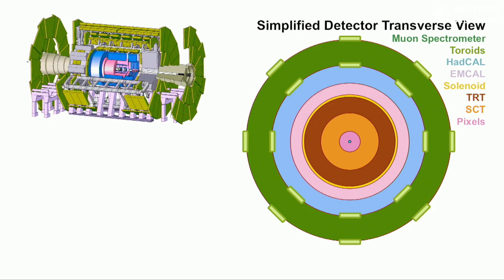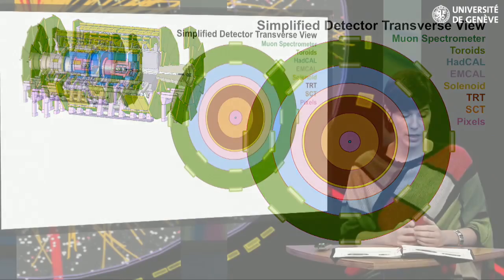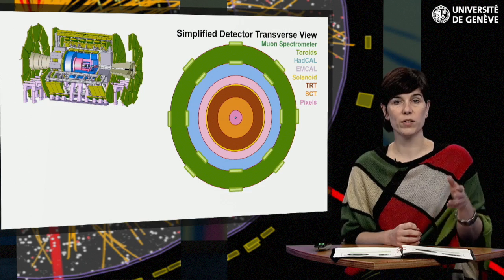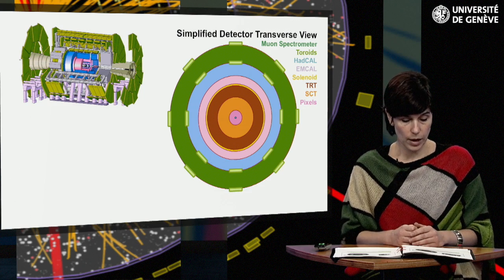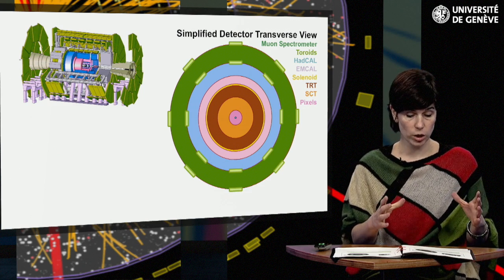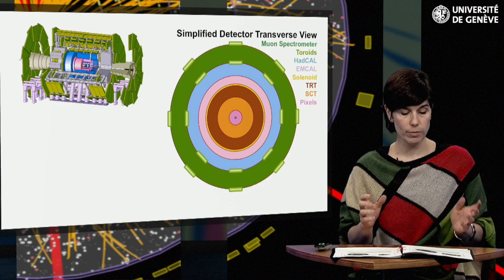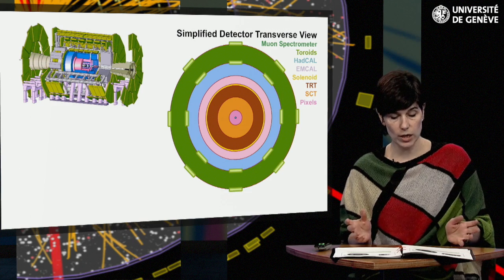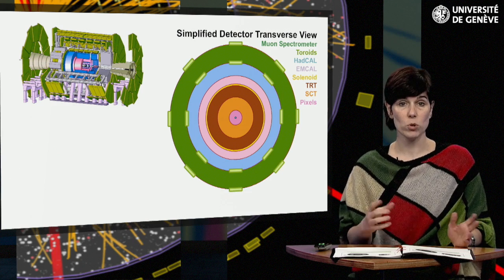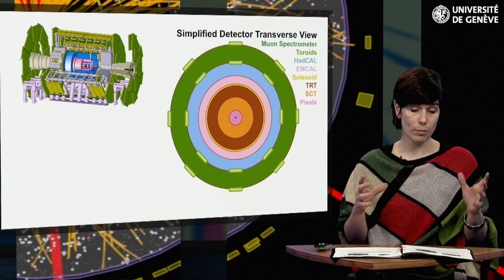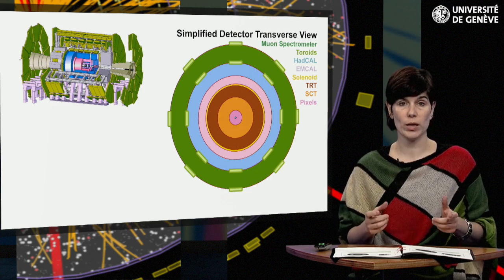If you take a look at a transverse view of the detector, you will see that it has an onion structure. It's made up of various layers of different detectors. An inner detector inside the solenoid used for tracking charged particles, calorimeters for electromagnetic and hadronic shower measurements, and a muon spectrometer in toroidal magnetic field for muon momentum measurements.